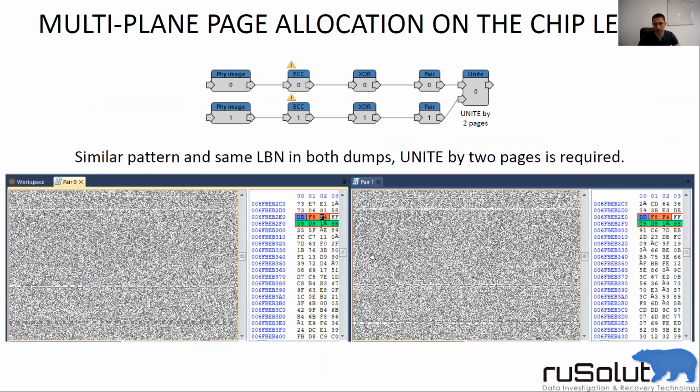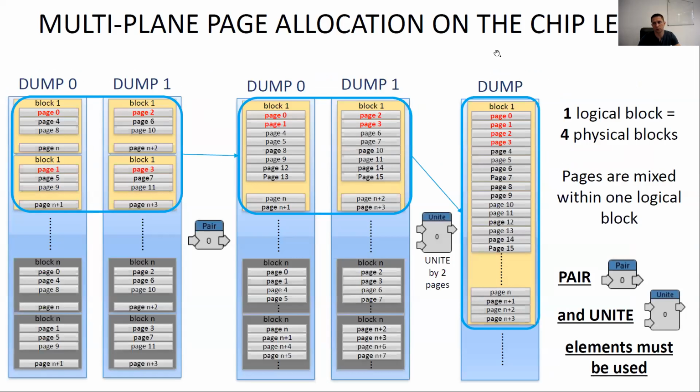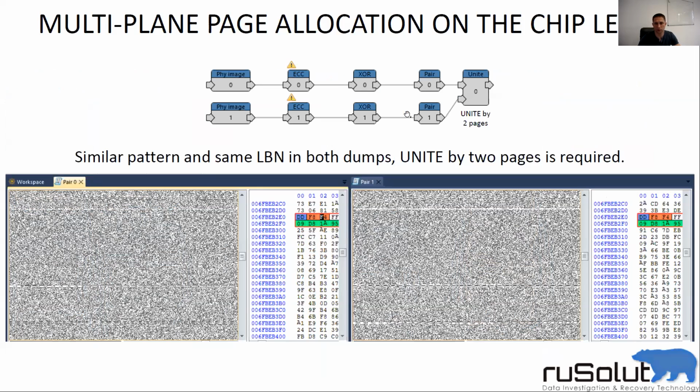And let's see how you can tell if multiplane page allocation was used on the chip level. The same approach: for example, you made ECC correction and XOR transformation pair for one physical image. For the other physical image, you just repeat all the steps because it must be the same. So you may not even analyze it, you may not even open this chip, you just repeat all these transformations, all these preparations for this physical image.